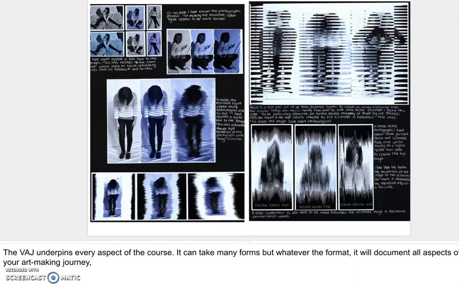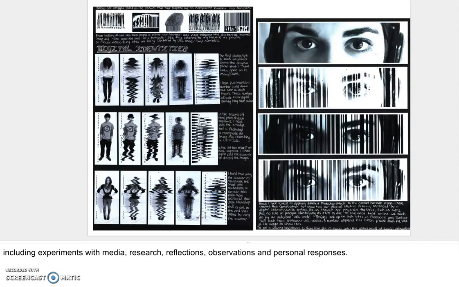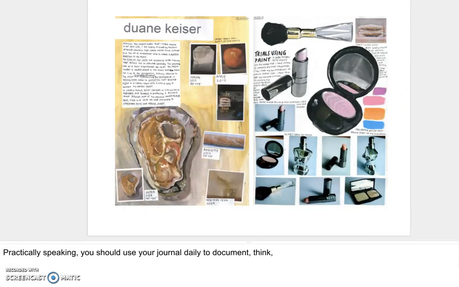So now that we've looked at how the journal is used for the process portfolio, the comparative study, and the exhibition, I'm going to wrap up this screencast with a couple more notes. This is a reminder that the journal underpins every aspect of the course. It can take many forms, but whatever the format, it will document all aspects of your art-making journey for the next year and a half. This includes experiments with media, research, reflections, observations, and personal responses.